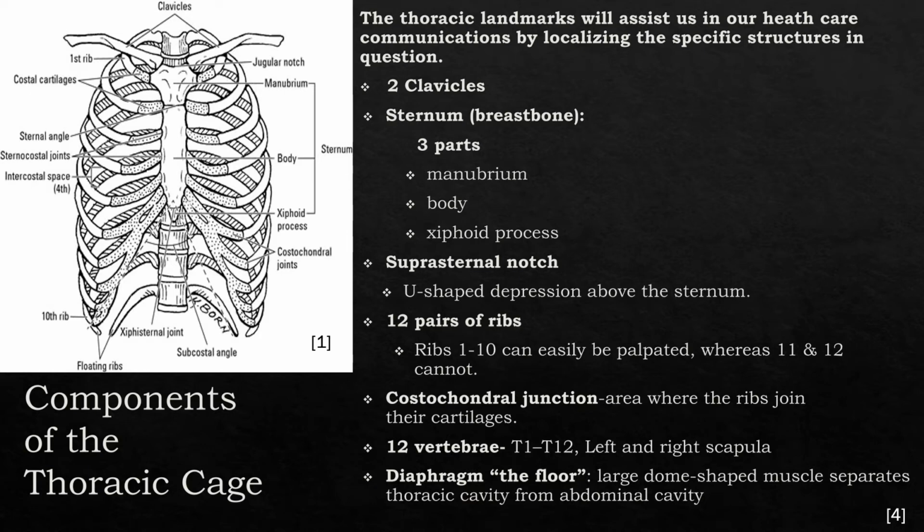You also have 12 vertebrae, T1 through T12, and then you have your right and left scapula. The diaphragm is the floor of the thoracic cavity, and it's a large dome-shaped muscle. The job of the diaphragm is to separate the thoracic cavity from the abdominal cavity, but it also plays an important role in inspiration and expiration, which we will talk about in just a bit.